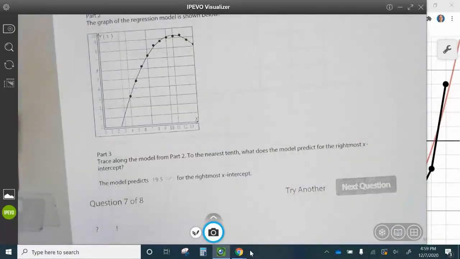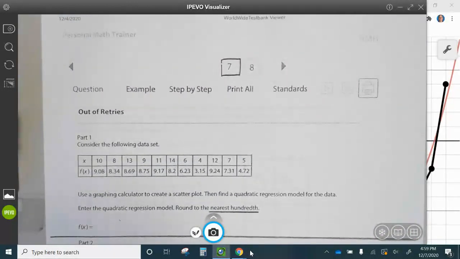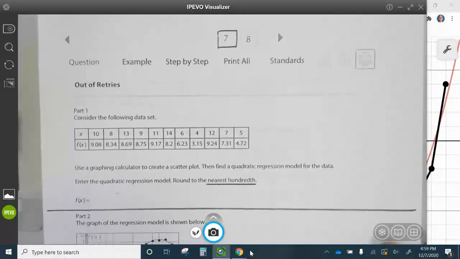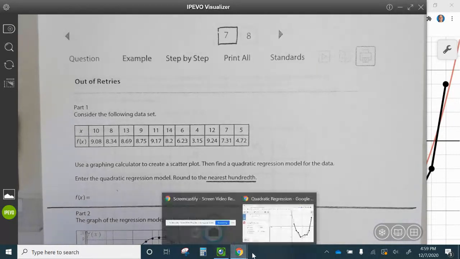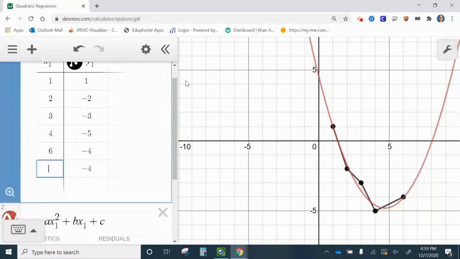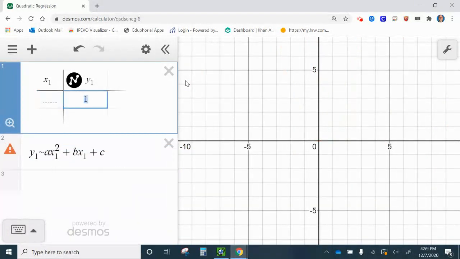Let's look at the next question. All right, question 7, part 1. Consider the following data set. Use a graphing calculator, and I keep saying graphing calculator, but we're going to use Desmos to create a scatter plot. Then find a quadratic regression model for the data. Enter the quadratic regression model, rounding to the nearest hundredth. So again, we're going to go to Desmos. We're going to delete these values. Notice when I delete that, the A, B, and C values go away. So now let's plug those in.